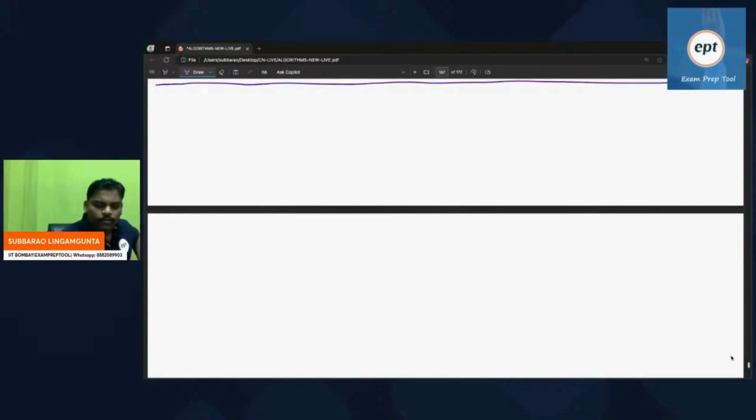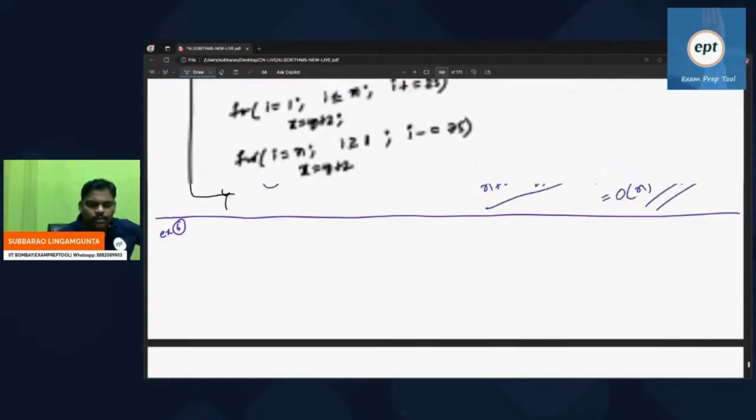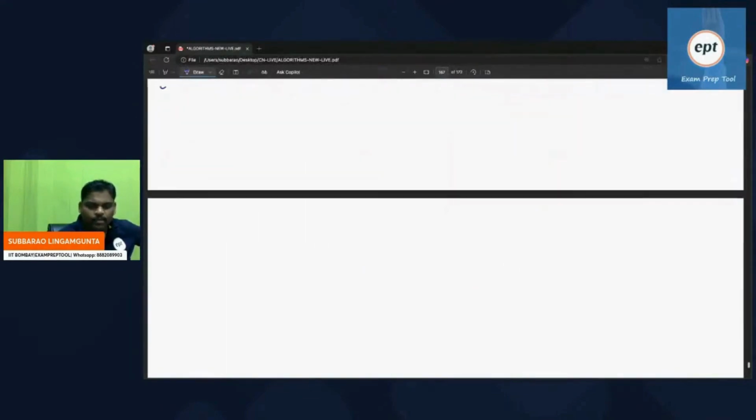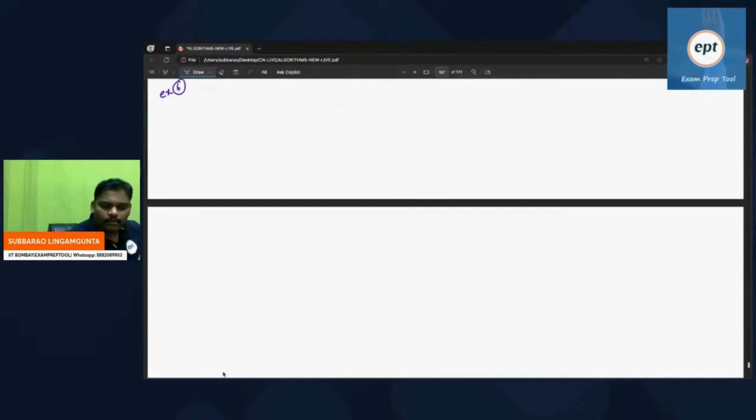Yeah, next problem. I think the sixth problem, example number 6. Yeah, fine. Let's go to example number 6. Main. For i equal to 1, i less than or equal to n.